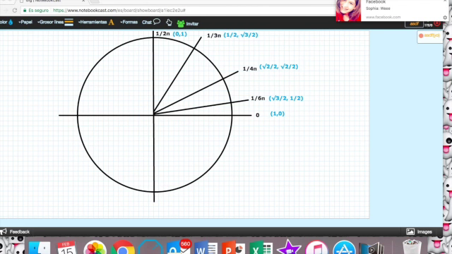First, we need to know all the values of the unit circle. They are 0, pi over 6, pi over 4, pi over 3, and half pi. Remember that when we work with the unit circle, we need to use radians in our calculator. Also remember that 2 pi radians are 360 degrees.